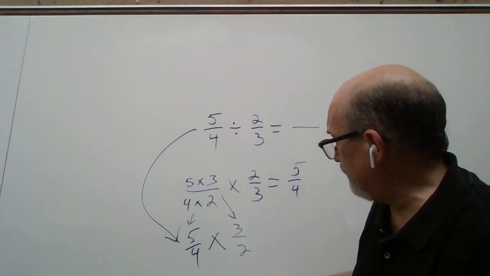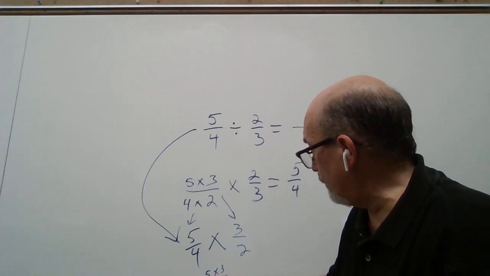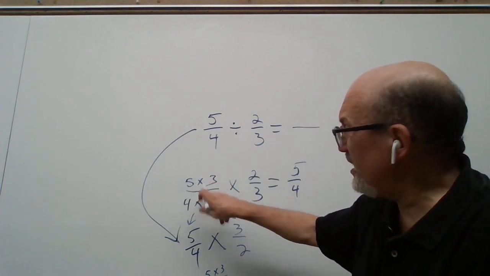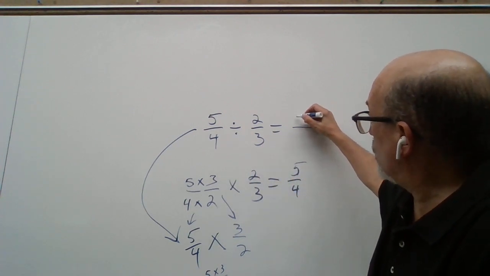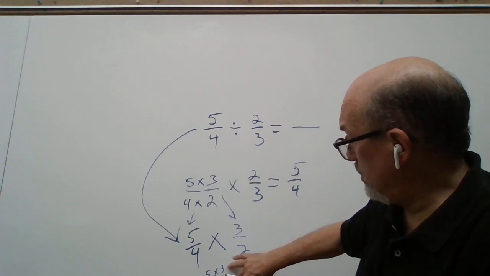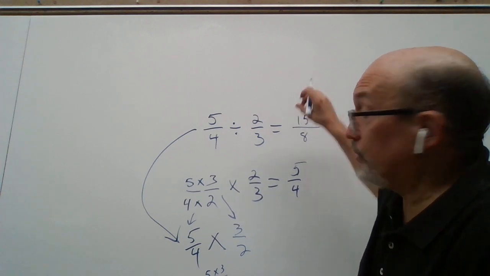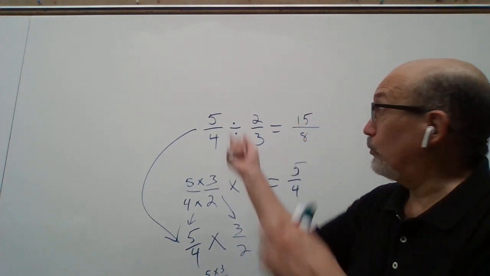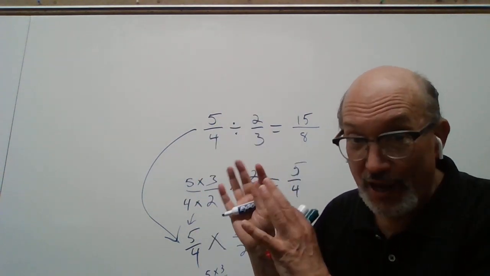5 times 3 over 4 times 2. It's what we need to multiply the 2/3 by to get the 5/4. So our quotient this time, 5 times 3 over 4 times 2, is 15 over 8. Did you notice that? Do you recall that the quotient last time, when it was the other way, was 8/15? Well, now it's 15/8. That's not a coincidence.